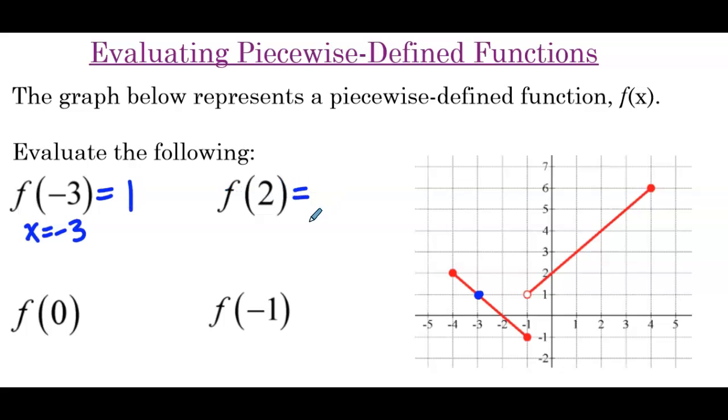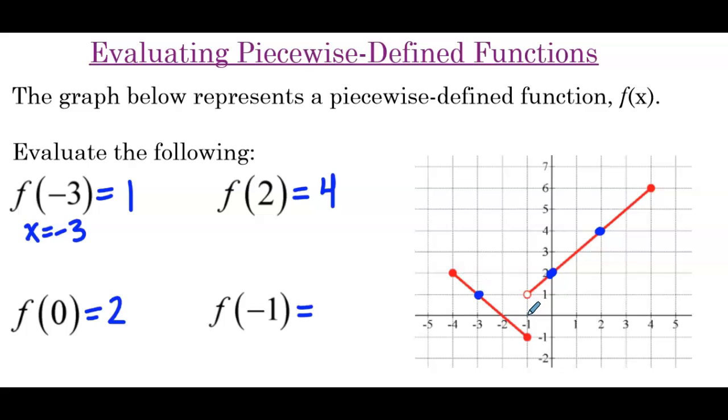F of 2, so if our input is 2, what's the output? So we go to x equals 2, go up to our function. The point is 2 comma 4, so if we input 2, the function's going to output positive 4. F of 0, so if we input x equals 0, go up to the function, the output's going to be positive 2. And f of negative 1.